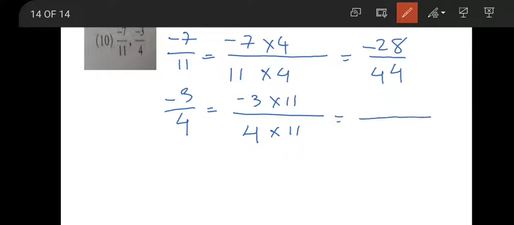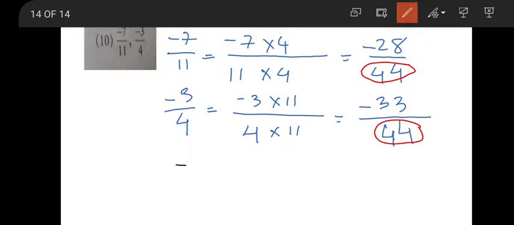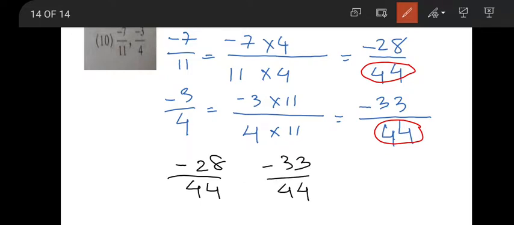See what will be the answer? 11 3s are 33. So 33, with this minus sign. 4 into 11 is 44. You can see the denominators have become equal. So what we'll do? Minus 28 upon 44, this is the answer for the first fraction, and minus 33 upon 44, the answer for the second fraction.